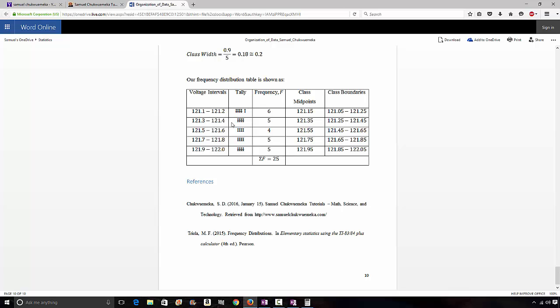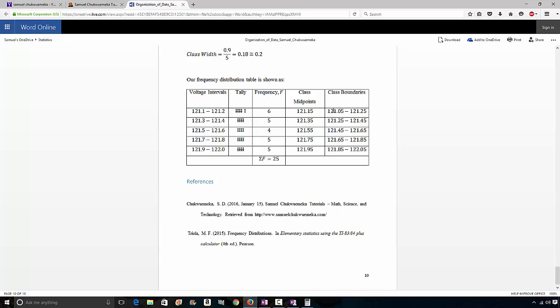So if they are integers, whole numbers, the gap is 1. The gap is the difference between the upper class interval of the first class and the lower class interval of the second class. If the data values are integers, the gap is 1. If the data values are decimals to one decimal place, the gap is 0.1. Just take note of that.